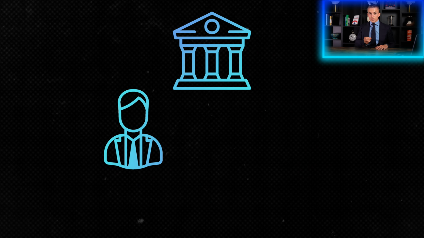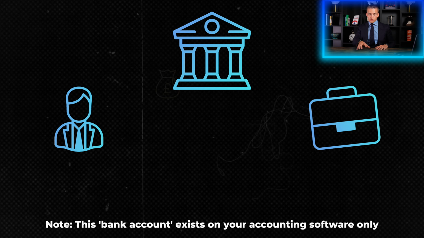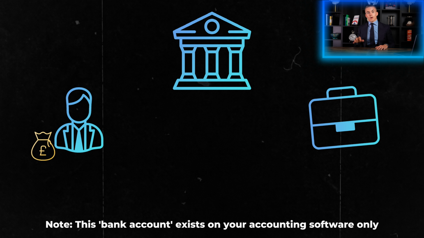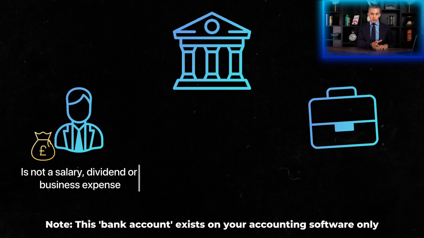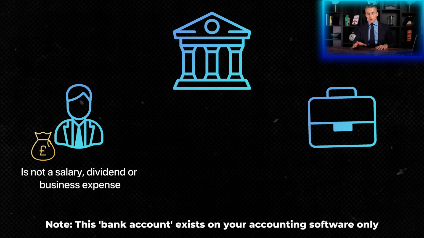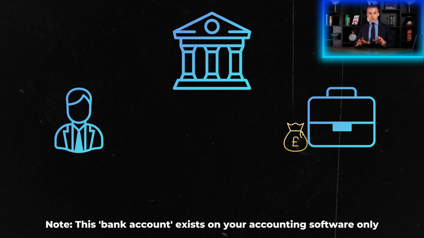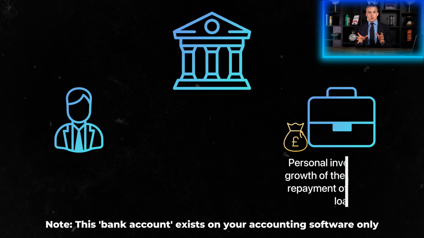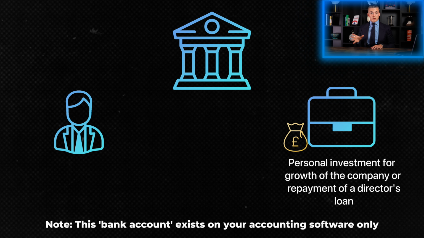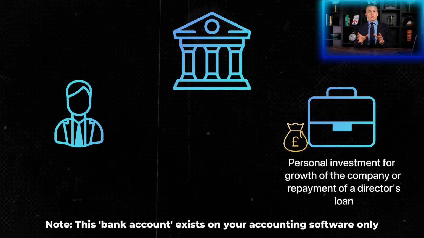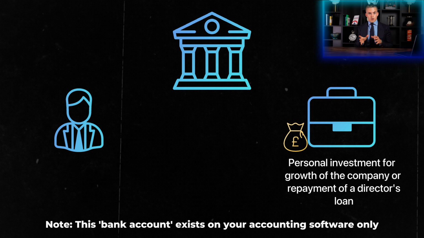A director's loan is like a bank account between you and your company that exists on your accounting software. If you take money out of this bank account that isn't treated as a salary, dividend, or business expense, it gets recorded in your director's loan account. If you put money into the company, so you're investing capital, maybe to fund growth or repay one of these loans, it also gets recorded in your director's loan account. This accumulates a balance with the money in and the money out, and that determines whether you owe the company money or the company owes you money.